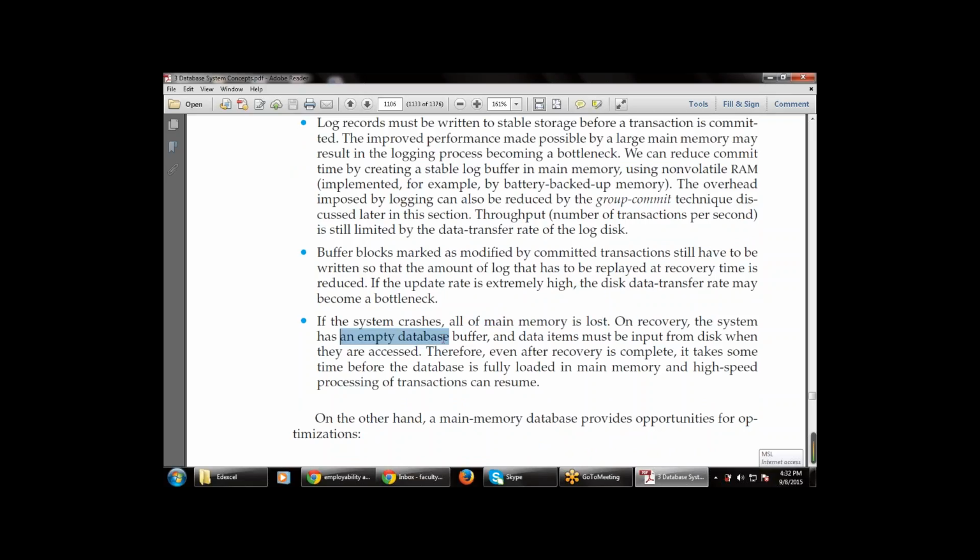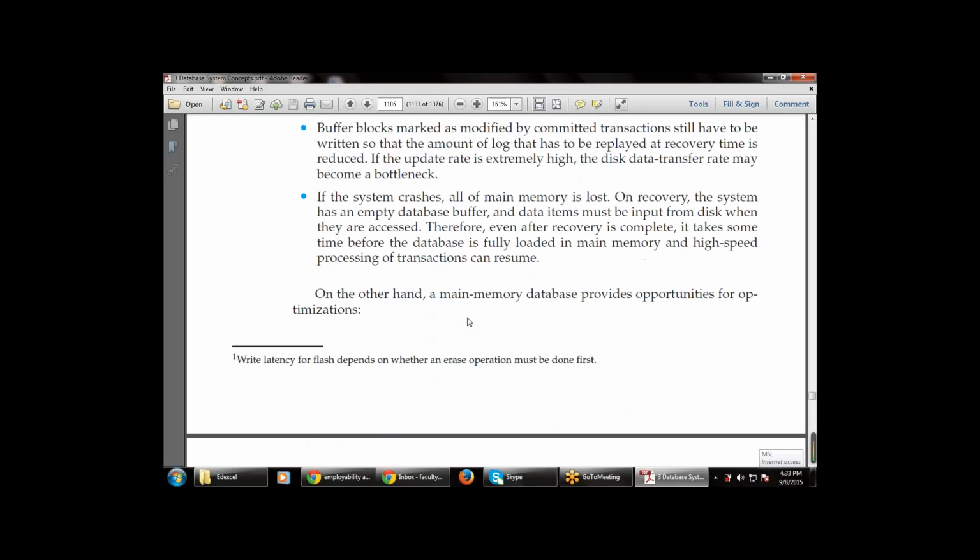On recovery, the system has an empty database buffer, and data items must be input from the disk when they are accessed. So whenever they are accessed, they are loaded. In case the system crashes, all of the memory is lost, and there is no use of the database in memory. Whenever there is a recovery, the system has an empty database buffer and data items must be input from the disk when they are accessed. Therefore, even after the recovery is complete, it takes some time before the database is fully loaded in main memory for high-speed processing.